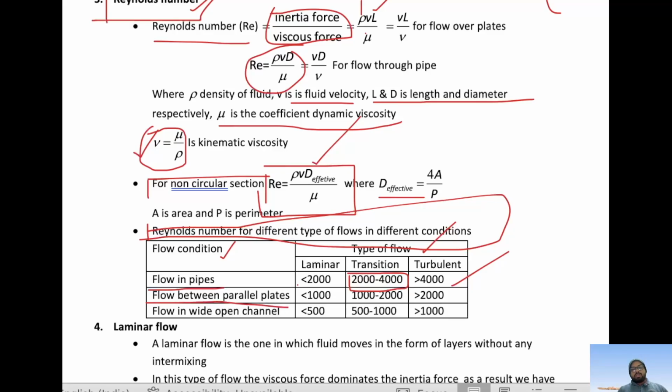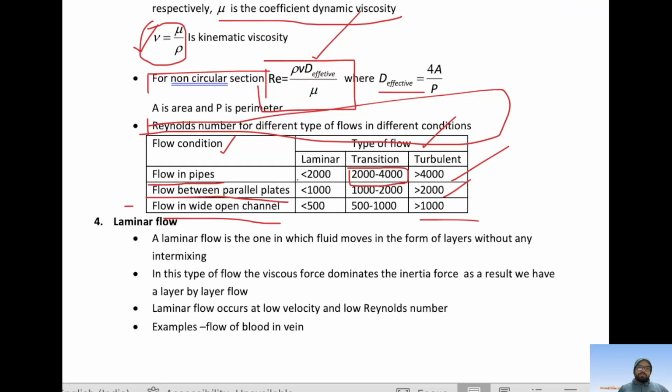If the Reynolds number is less than 1000, then it is a laminar flow. Between 1000 and 2000, it is a transition phase, and greater than 2000, it is a turbulent flow. For a wide open channel, less than 500 is laminar, 500 to 1000 is transition phase, and greater than 1000 is turbulent flow.